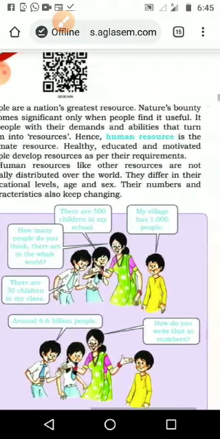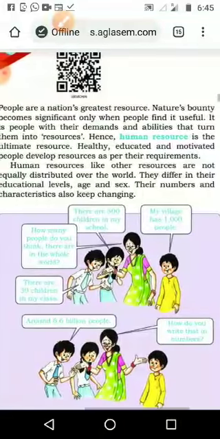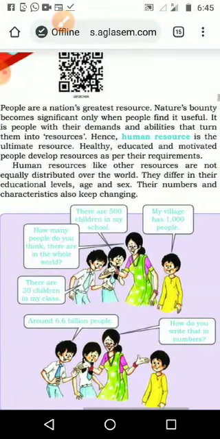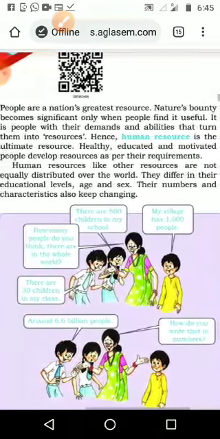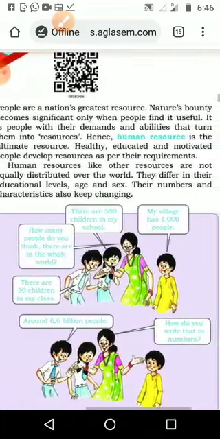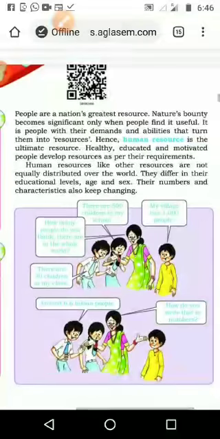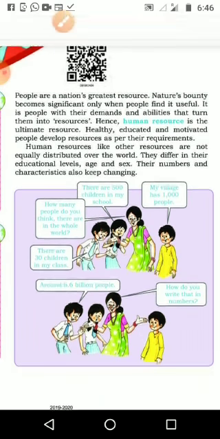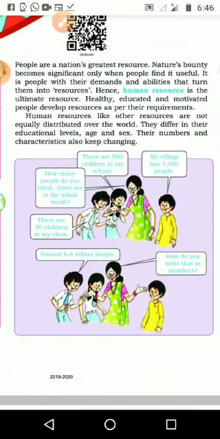People are a nation's great resource. Nature's bounty becomes significant only when people find it useful. When each and every person becomes productive and able to work properly, only then will people become a useful thing. Then only can we see the development of the nation, and that country's development will start. It is people, with their demands and abilities, who turn things into resources.